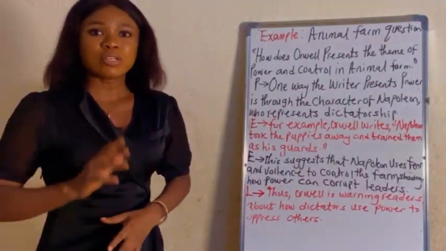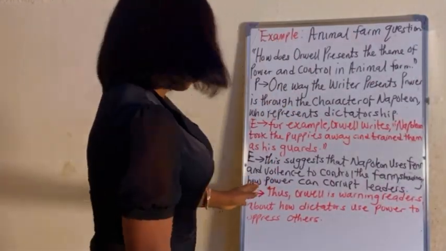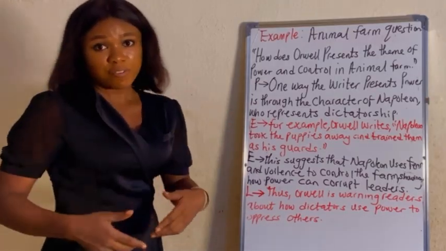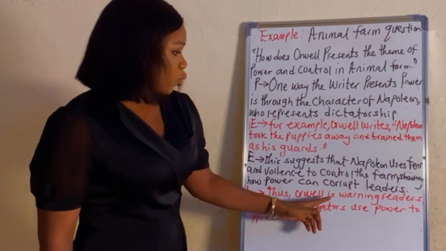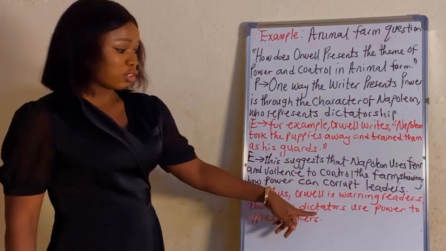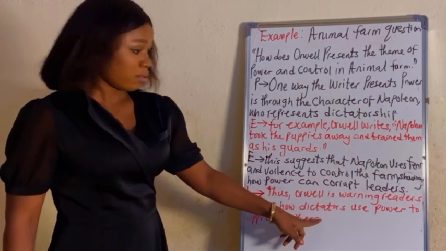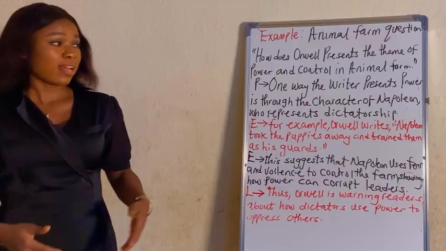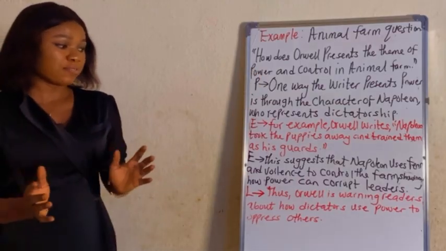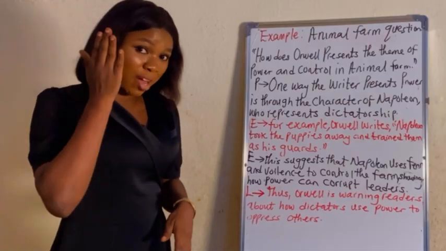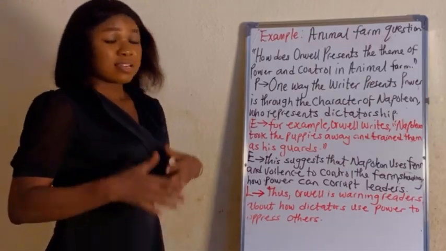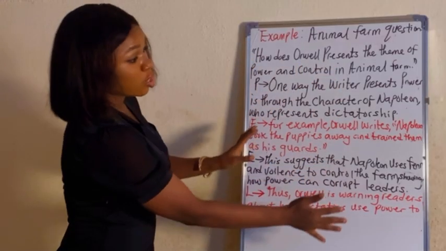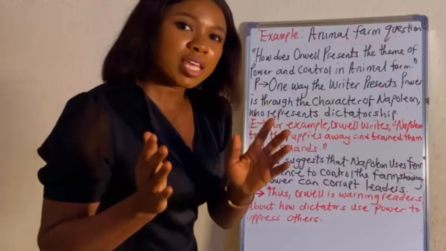Then now we're going to link everything up together, and we'll go to the link. Remember, I said you can use thus, the writer. In this case, the writer of Animal Farm is Orwell. So, thus Orwell is warning readers about how dictators use power to oppress others. So I have said that everything I have said is linked up to the fact that Orwell is trying to warn readers that dictators use power to oppress others. And then I'm done. This can all link up into a paragraph, and you have done your PEEL paragraph.